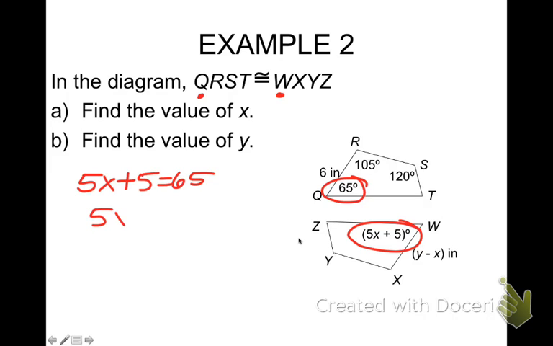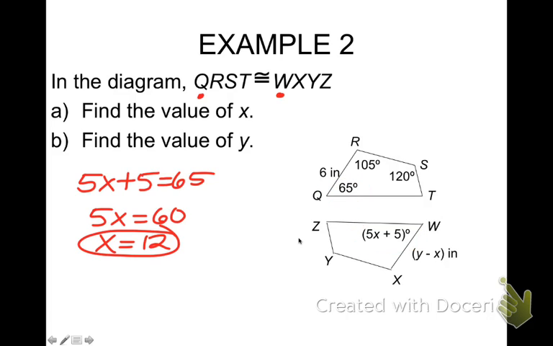Solve it. So subtract 5 gets you 5x equals 60. Dividing it gets us x equals 12. Now we need to find y. So now let's go over to our diagram. Here I have a y minus x, but we just said x is what? 12. So now that just turned into y minus 12 inches long.